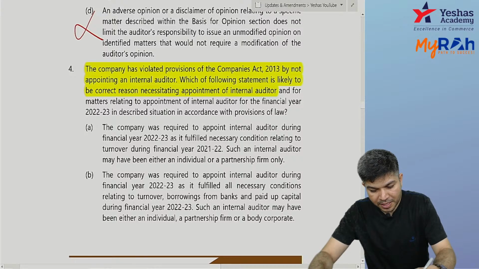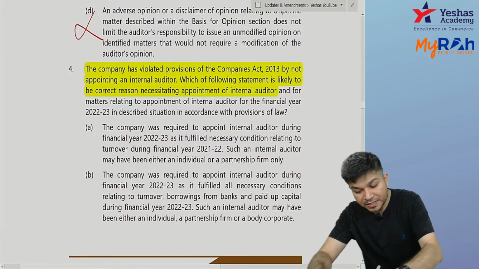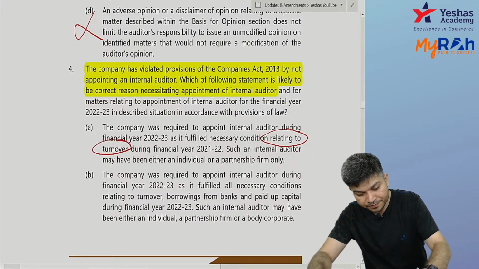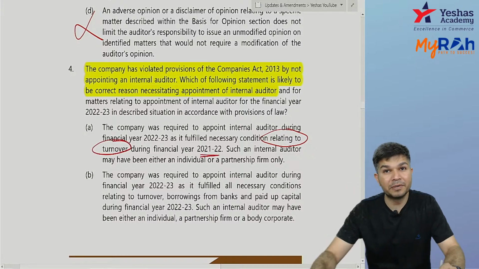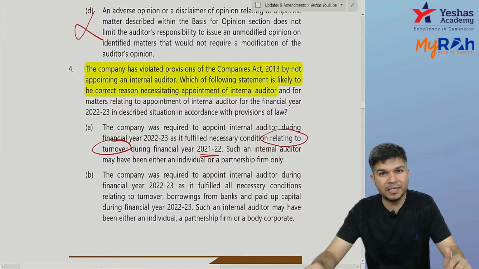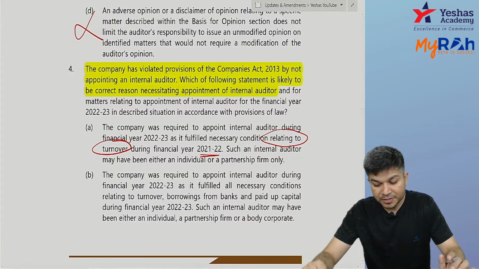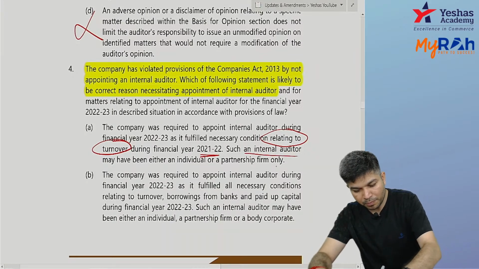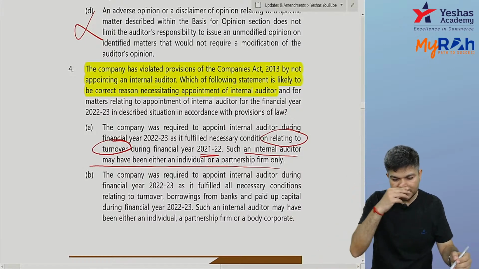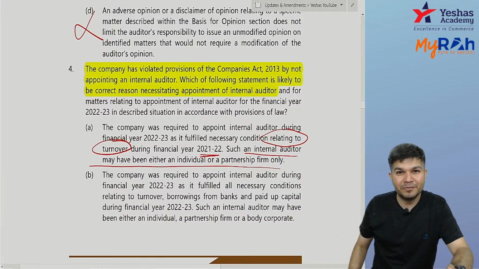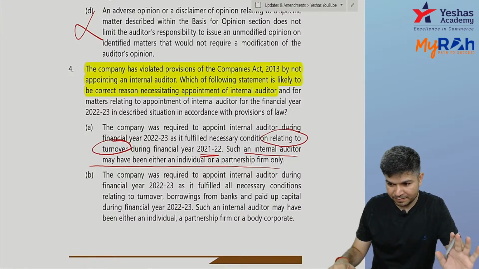So see the options. The company was required to appoint internal auditor during the financial year 22-23 as it fulfills the necessary condition relating to turnover in 21-22. Last year's turnover exceeded, that's why internal audit is required. Understandable. Such an internal auditor can be either an individual or a partnership firm only. So they have to appoint an internal auditor, and they have written such an internal auditor can be an individual or a partnership firm only. Okay.